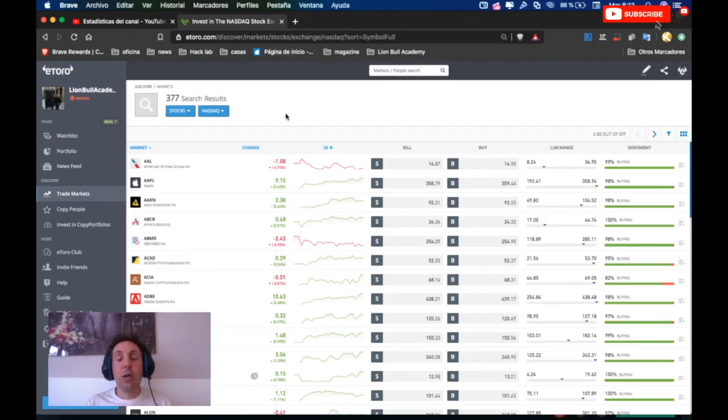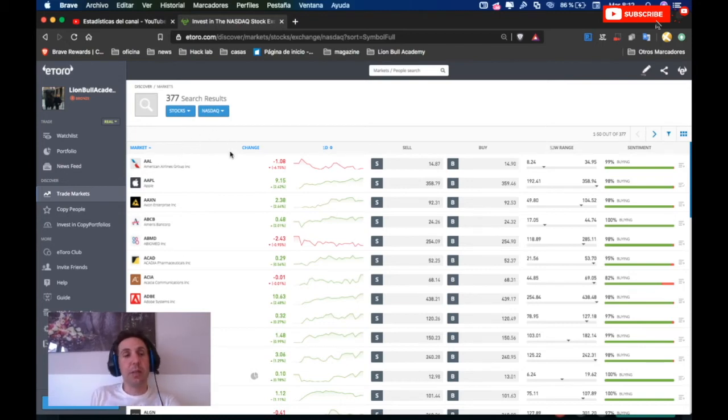So let's continue. Now that you know a little bit how stocks work, let's find out how to find information about a stock inside eToro. So when you are here in the trade market, you choose stocks and you choose the Nasdaq. At the moment we are trading the Nasdaq. We try to find instrument stocks inside the Nasdaq exchange to find good opportunities to buy.